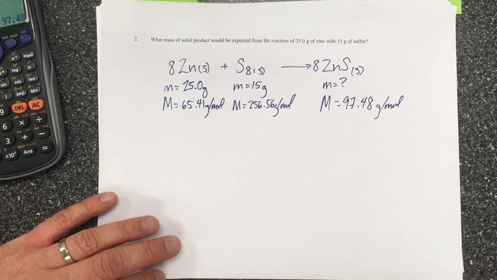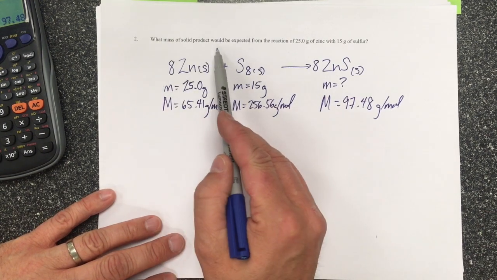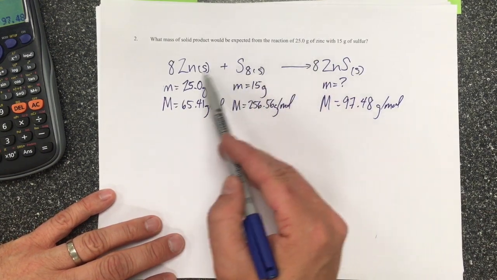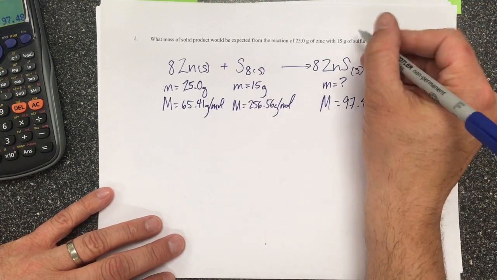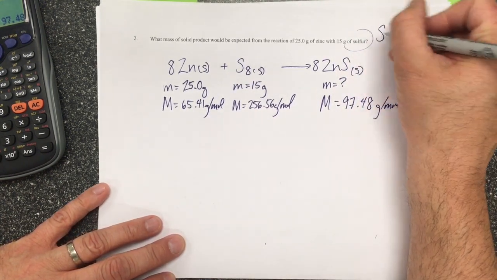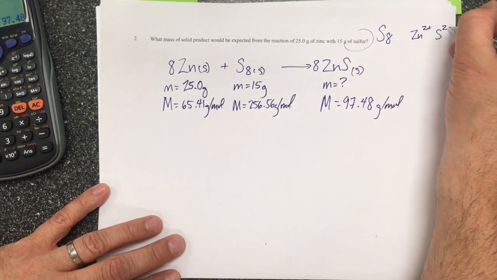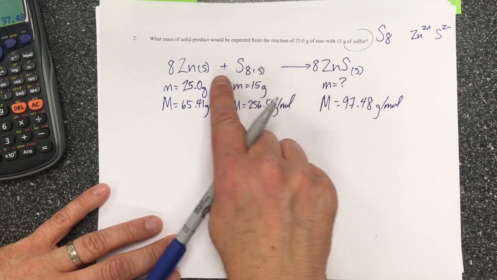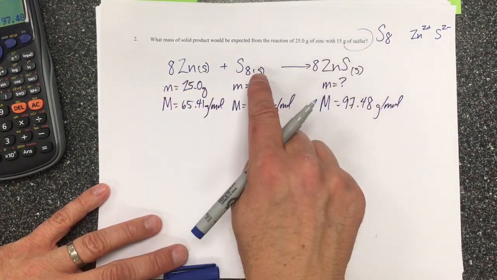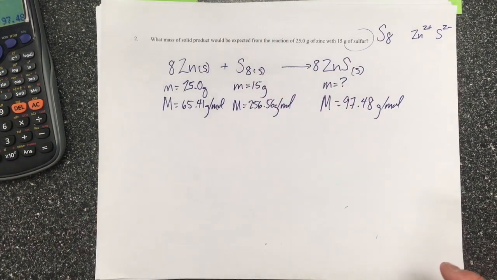This is our second example for limiting an excess reagent. It says, what mass of solid product would be expected from the reaction of 25 grams of zinc with 15 grams of sulfur? Now, pure sulfur is going to be S8, and we're going to get as our product zinc sulfide. My formula for zinc sulfide is ZnS. And to balance it, I need 8 zincs and 8 zinc sulfides for 1 sulfur.